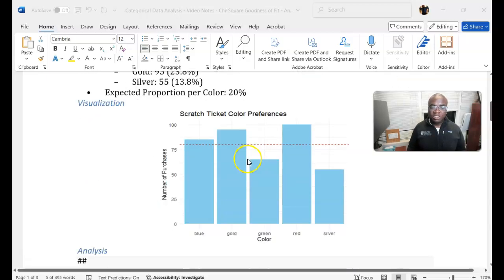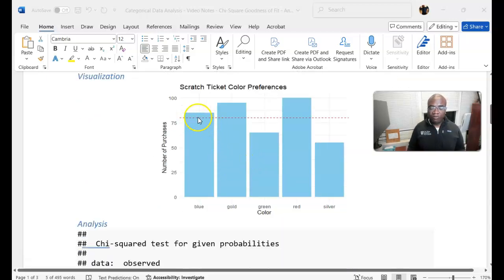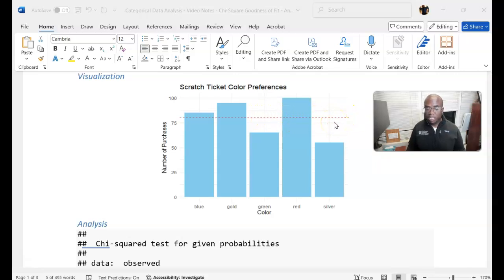Okay, and so this is our visualization. What do you think this red line denotes? If you said 80, that's a good job. That's what we expect. But we can see green and silver are slightly different. Whereas red, gold, and blue are slightly above.